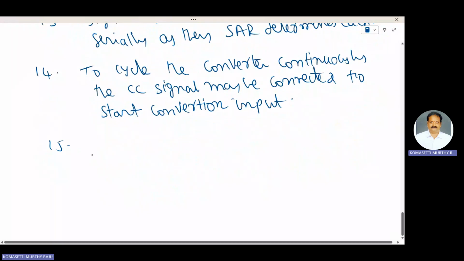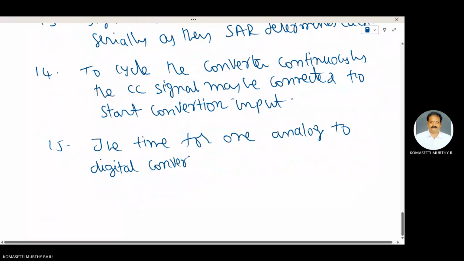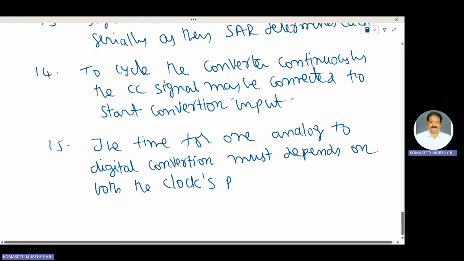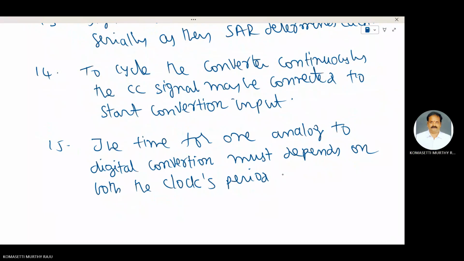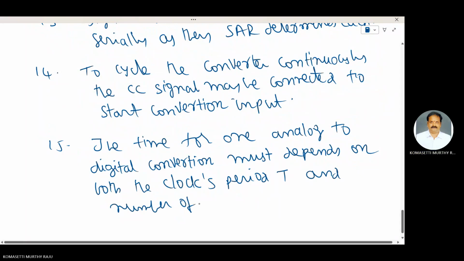Next, the time for one analog to digital conversion, one hold value, must depend on both the clock period T and the number of bits N.